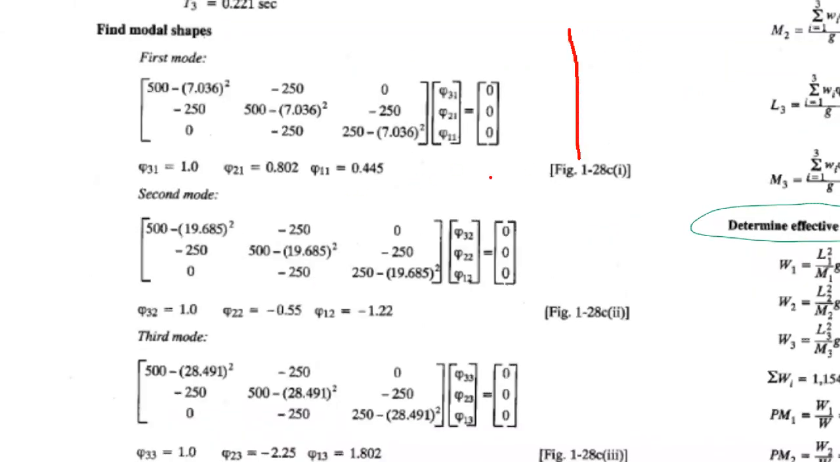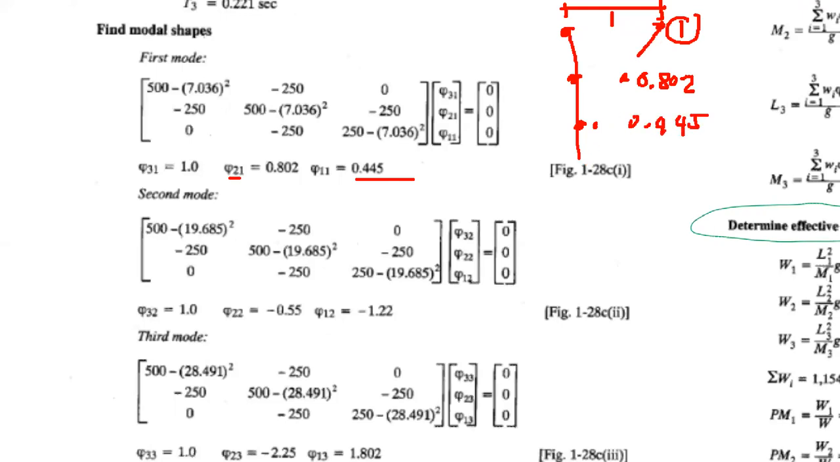let's plot it so you can see the application. This is the third floor or roof level, then the second floor. So phi 3 1 is 1, and phi 2 1 on the second floor is 0.802. Then phi 1 1 is 0.445. Plot that. That's your eigenvector. The eigenvector dictates only the shape of the vibration.